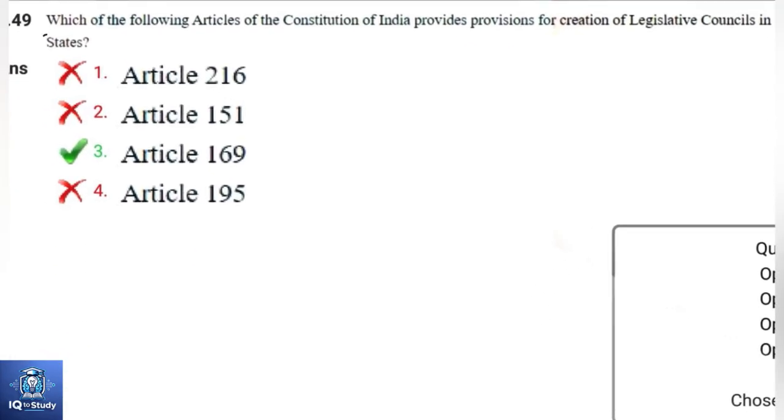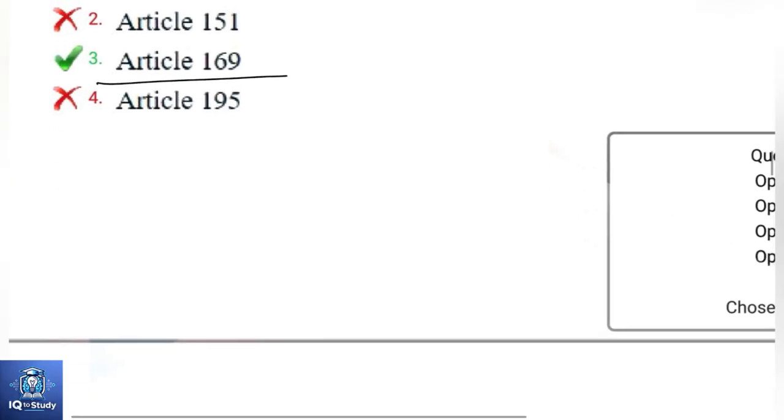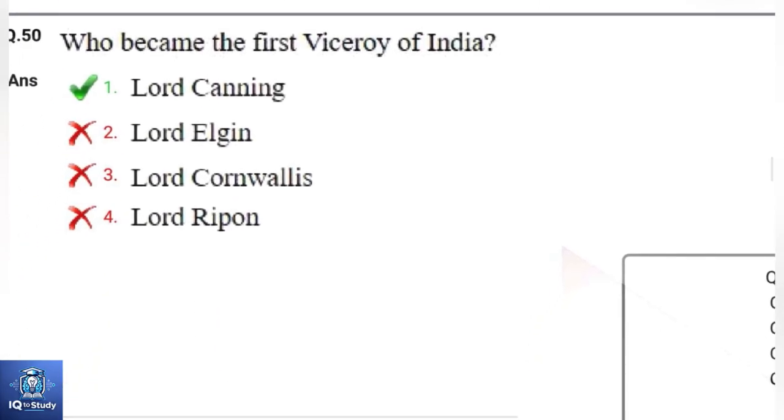Which of the following articles of the Constitution of India provides provisions for creation of legislative councils in states? Article 169. Who became the first viceroy of India? Lord Canning.